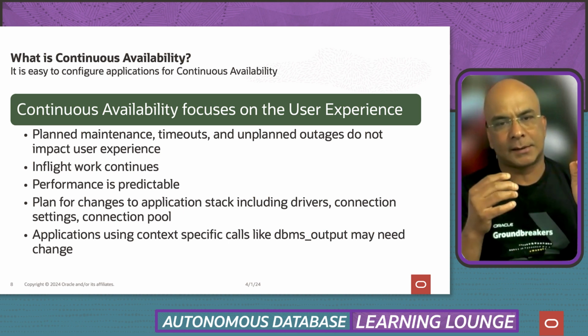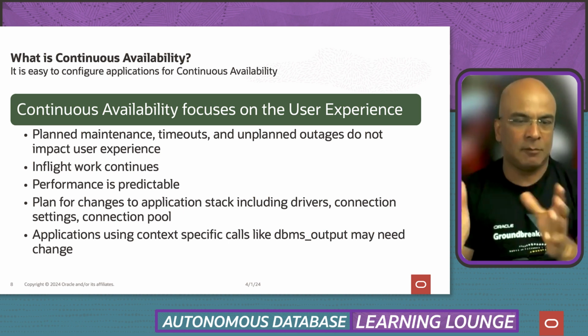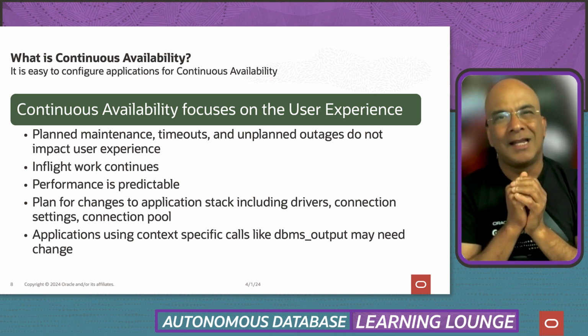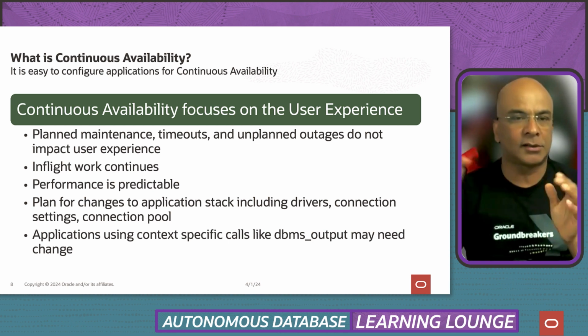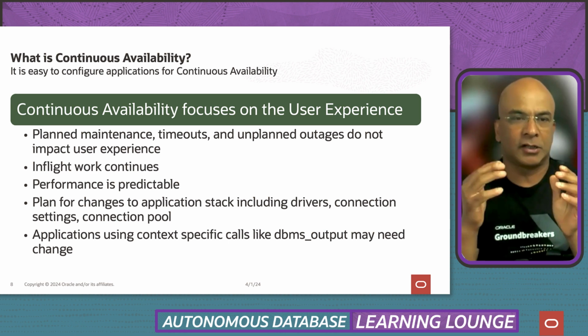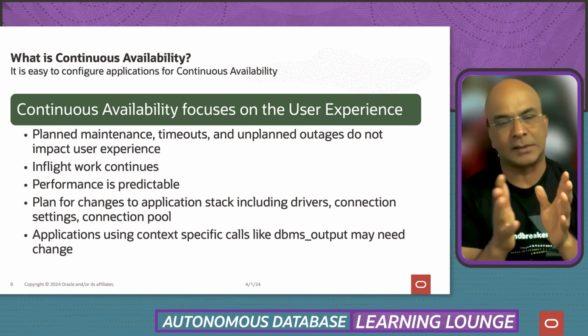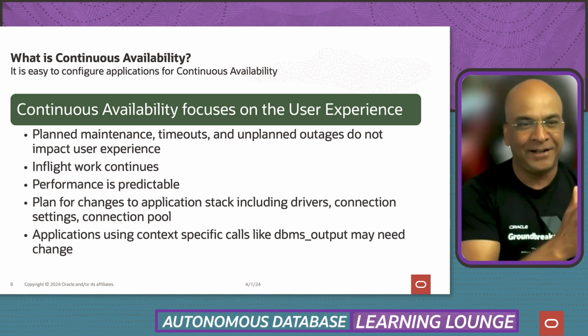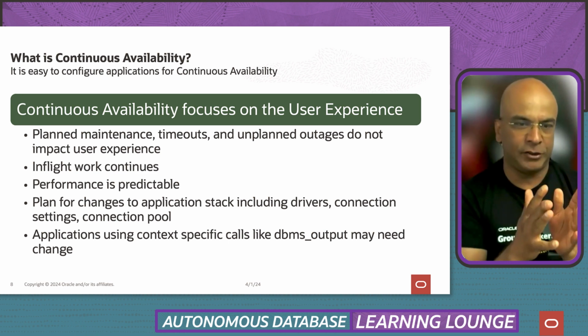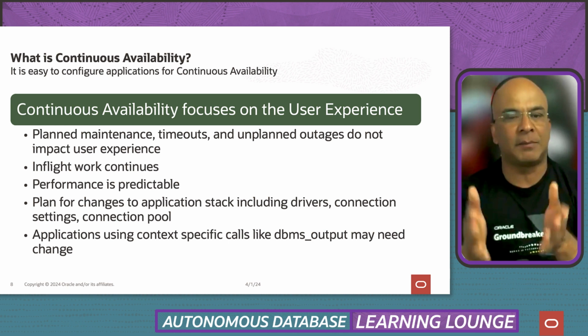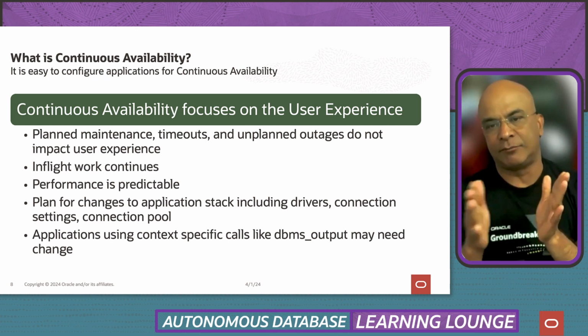All of these things can be achieved. It just needs some planning. Okay, I'm not trying to tell you that, hey, you set this underscore continuous application availability equal to true and boom, everything works. No, that's not exactly how it works. There are some things you need to plan, like, for example, making changes to the application stack. Maybe there are some driver issues.